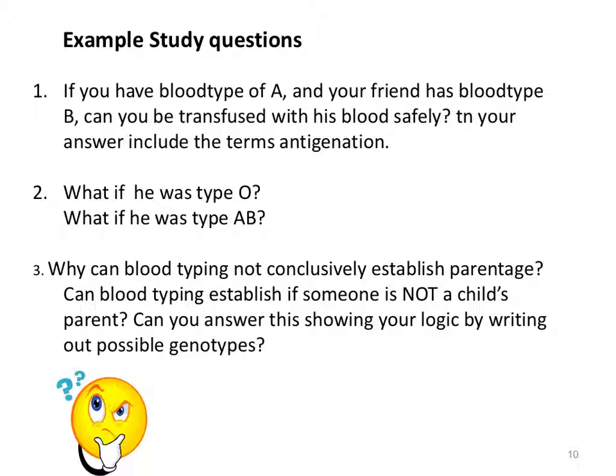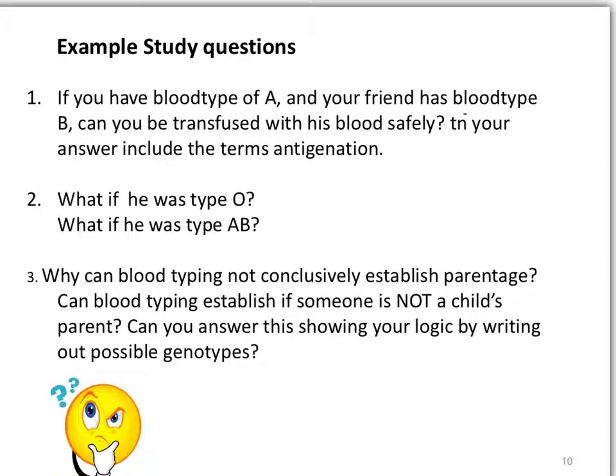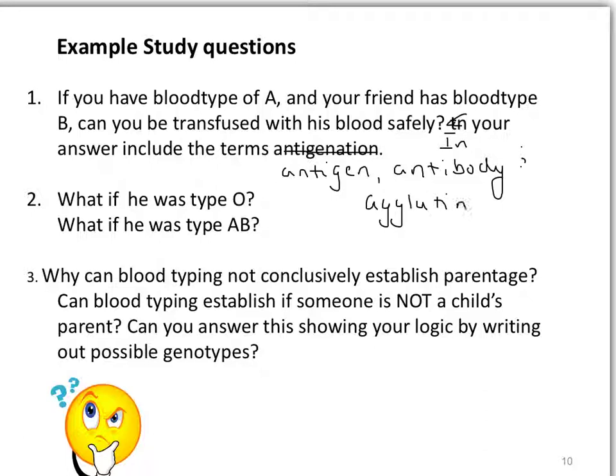Here are some examples of questions that I would consider fair game for a quiz or an exam based on this lecture and the accompanying readings in your textbook. So please go through these questions and note the level of detail required. Just notice there's some screw-ups in this, so this should be in your answer: include the terms antigen, antibody, and agglutination, the 3 A words that matter here.